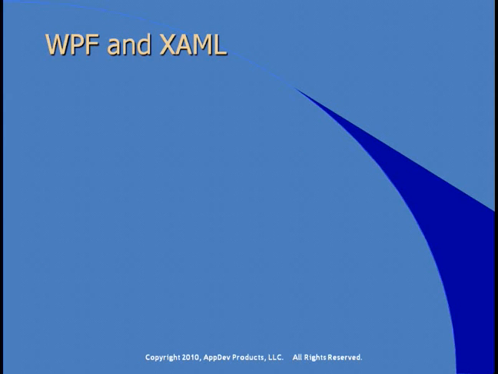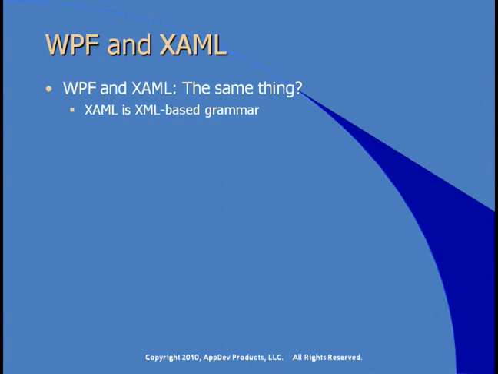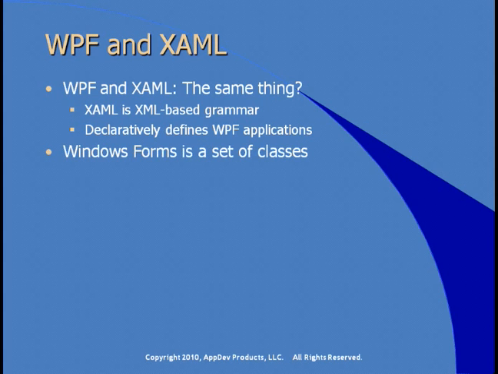People often think WPF and XAML are the same thing. Are they? Well, XAML is an XML-based grammar. It declaratively defines the user interface for WPF applications. Think about this. Windows Forms is a set of classes. You know, there's the form class, there are the control classes, there's a lot of classes defining the behavior of Windows Forms. WPF, too, is a set of classes, just like Windows Forms.